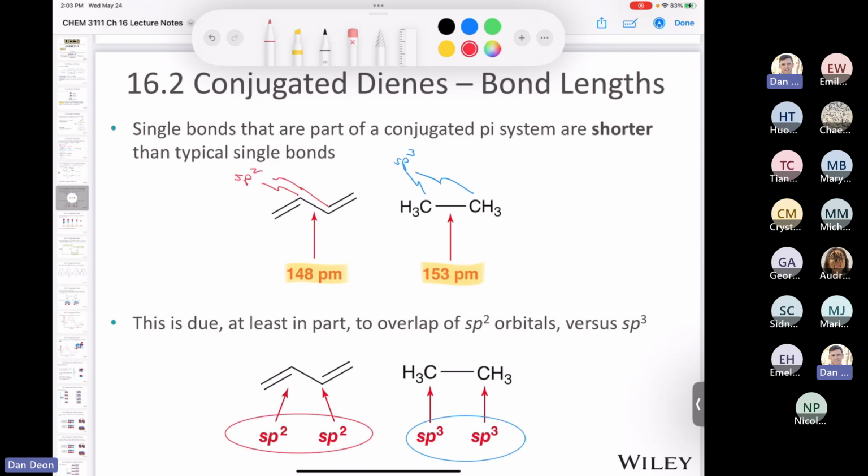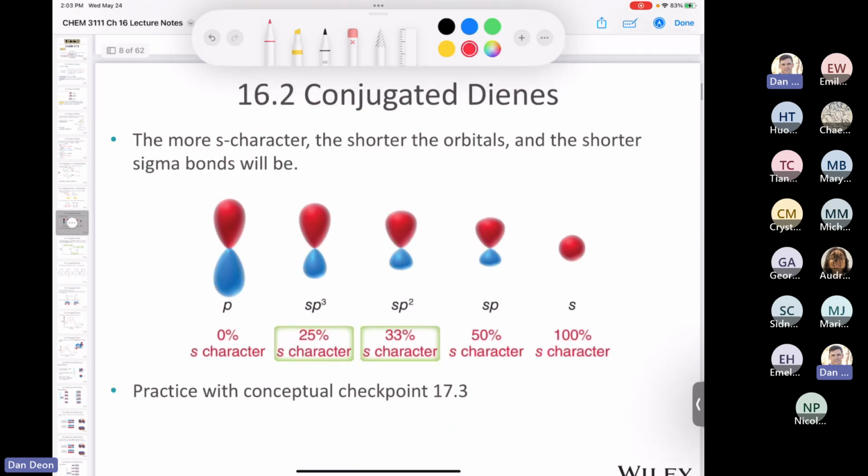Well, which orbital is smaller, an sp3 or an sp2? Anybody? Which orbital is smaller? Yeah, it's an sp2 orbital. It's smaller, right? Thanks, Audrey. And if the orbital is smaller, that means that when you overlap to form a sigma bond between the two sp2 hybrid orbitals, the bond is going to be shorter, right? Because the nuclei have to get closer together. So there you go. It's nothing more than that.